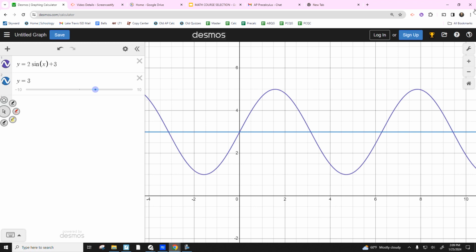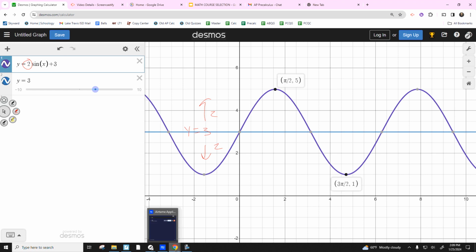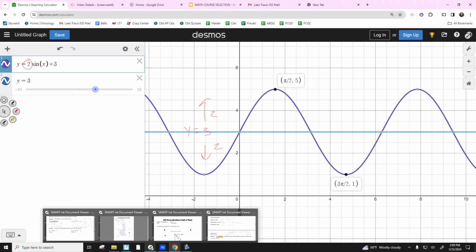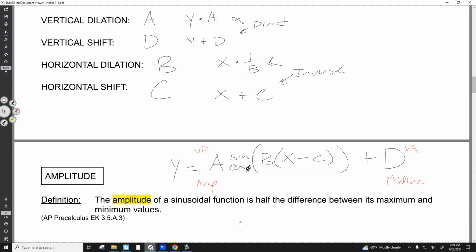If you have a midline of y equals 3 and an amplitude of 2, what's the maximum value? 5. What's the minimum value? 1. It makes sense. It's easy. Cool? Cool. So we're just going to be transforming. The rest of this class is graphing variations of sine and cosine. Okay? Cool.